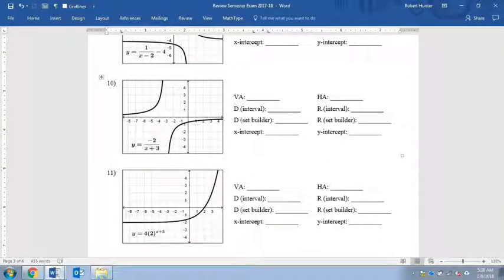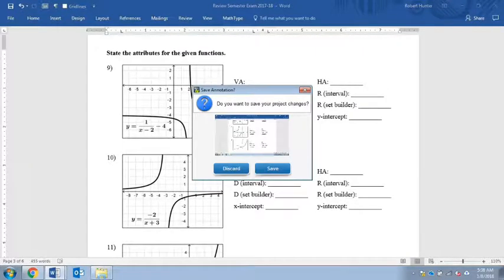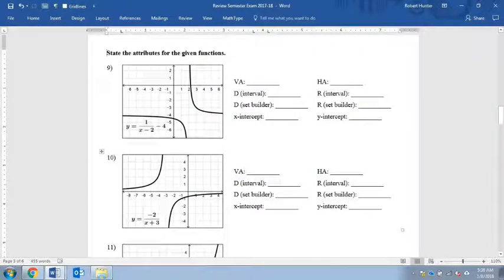Alright, ooh, I'm in the wrong spot. 9, 10, 11, 12. Escape. There we go. Discard. 9, 10, 11, 12.